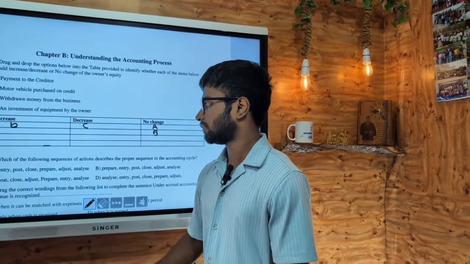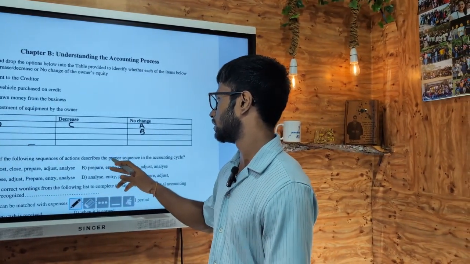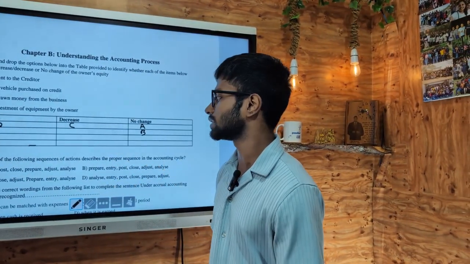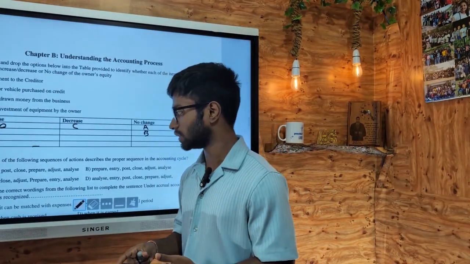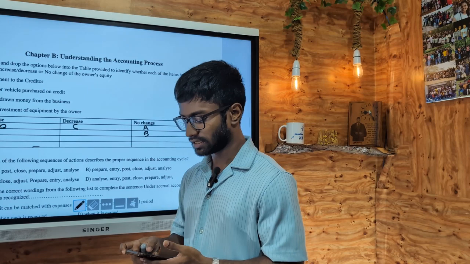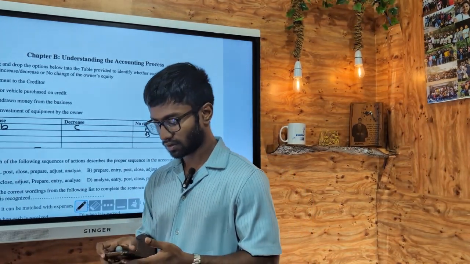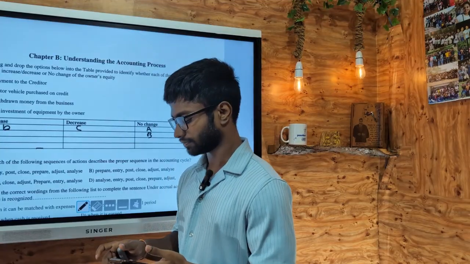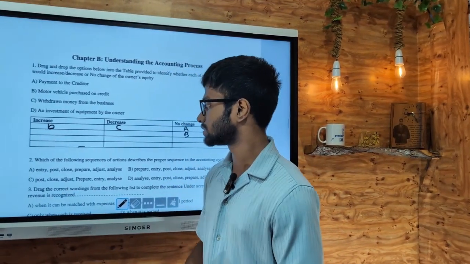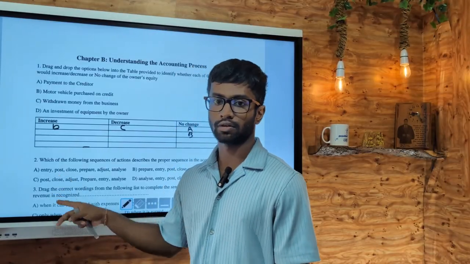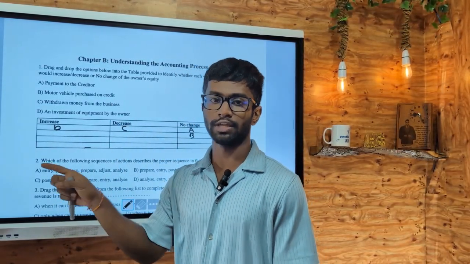Next, we have to find the sequence of actions that describe the proper sequence of the accounting cycle. First we have to get the proper sequence. First, we have to post the entry. We post the entry in our ledger account. Then we close the account.